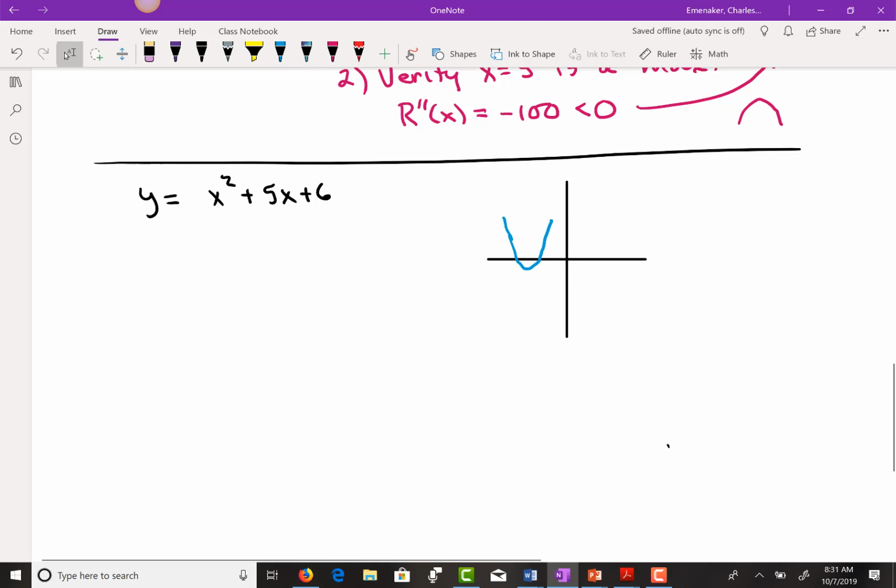Do you buy that the thing actually opens up as a parabola? The leading coefficient's a 1, it's positive, so it's going to open up. It factors into x plus 2 times x plus 3, so that means x equals negative 2 and x equals negative 3 are the roots. Hey, we've just rolled through a whole lot of stuff real quick, and you were there. You've got a lot of math.